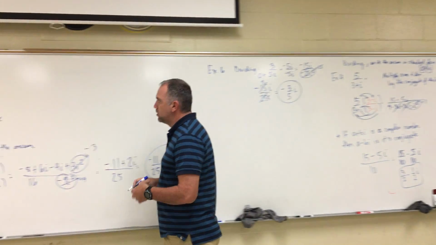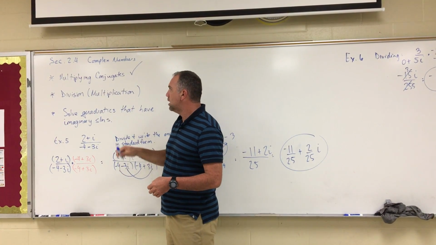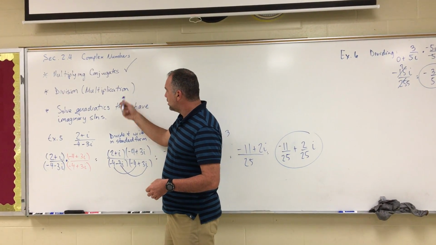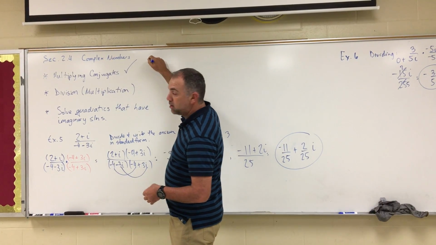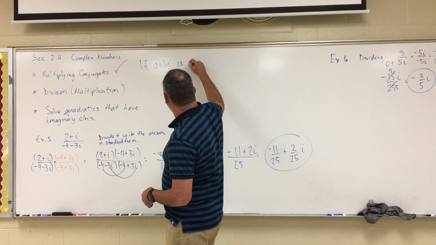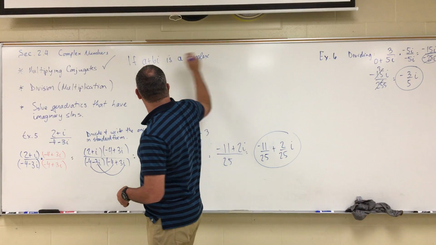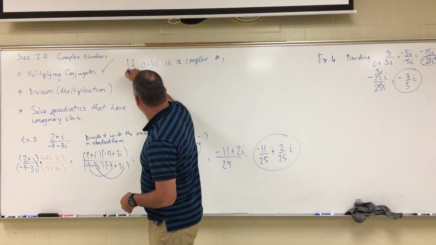So we come back over here to our goals. We know what a conjugate is now. We know how to multiply. Division, okay? And just to make sure, I'm going to put it right here. So if a plus bi is a complex number, that's not a hashtag, it's a number.